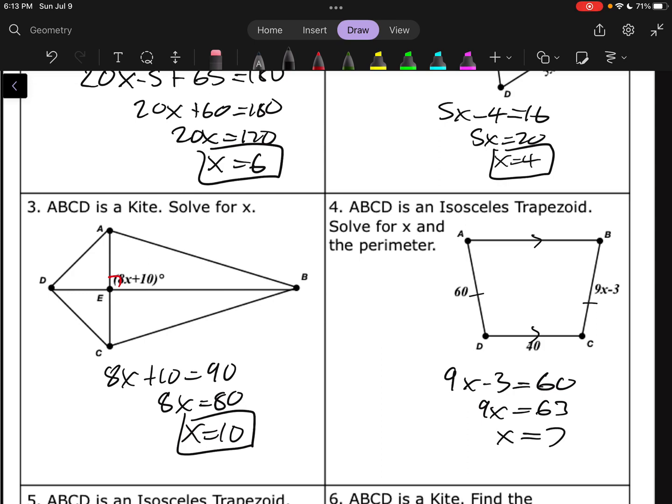And if we wanted to find the perimeter, that other side over there was 70, so we'll add up all these. All right, 60 plus 60 plus the 70 and the 40. And what do we get? That's 120, 190, 230 is the perimeter.